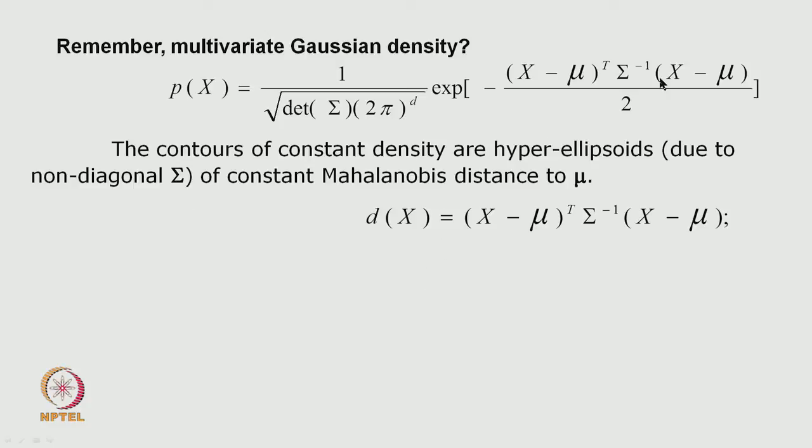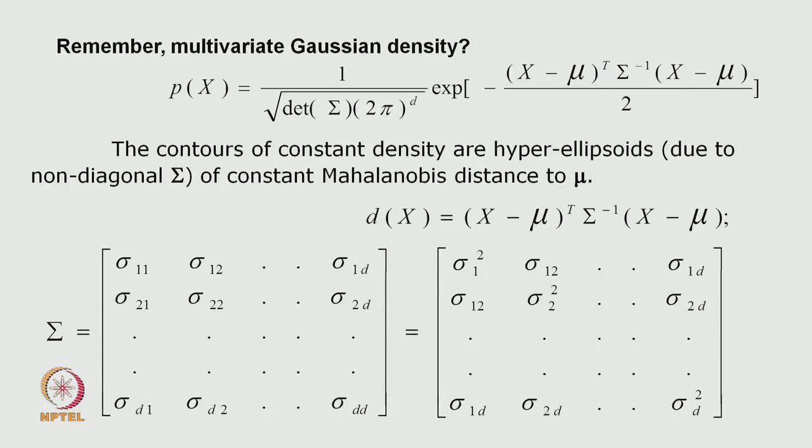But let us know for the time being that the expression within the exponent term here is responsible for the distance. Okay? And then we will see how this distance can be exploited for the task of pattern classification or pattern recognition. Okay? To wind up that slide, this is how the expression of the covariance matrix would look like.